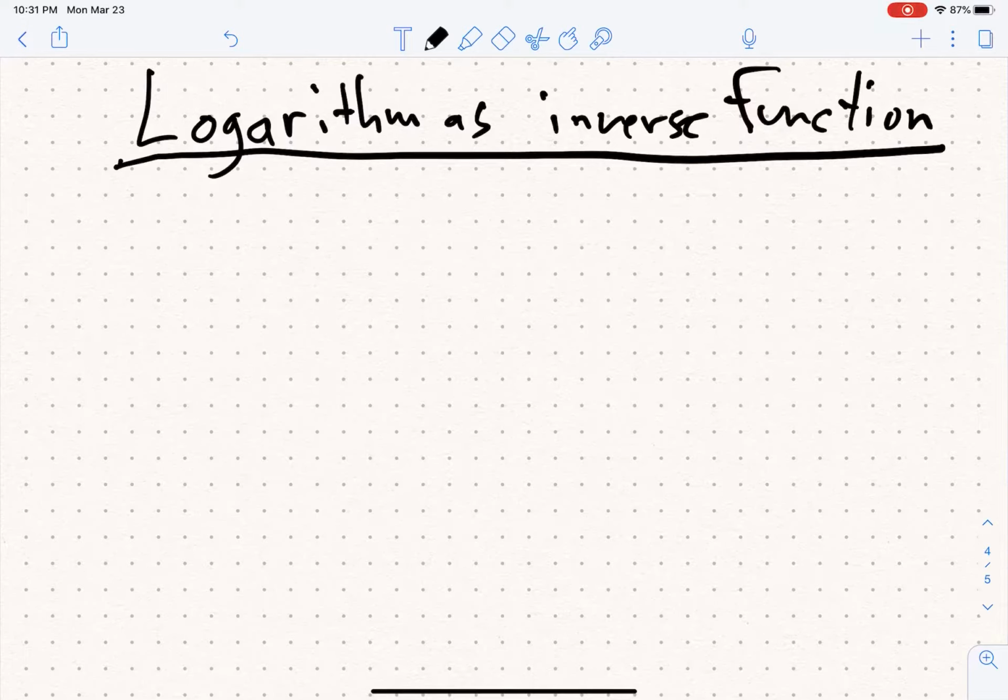Okay, let's talk about where the logarithm comes from. What does it mean? The idea is that the logarithm came originally from the exponential function, as the inverse of the exponential function. And here's what that means. If we look at an exponential function, let's look at y equals 2 to the x.